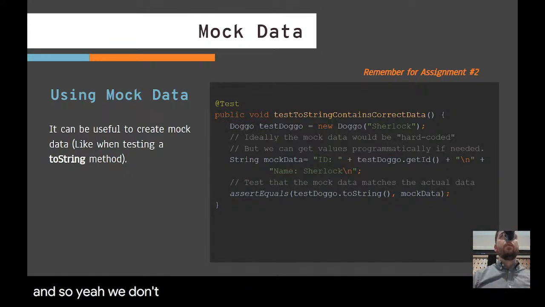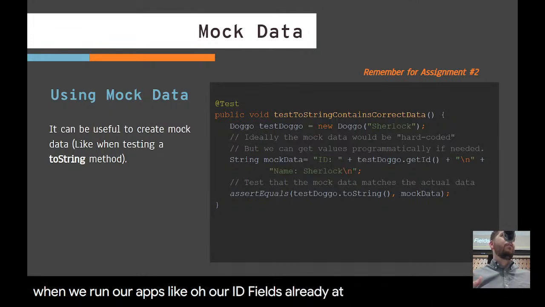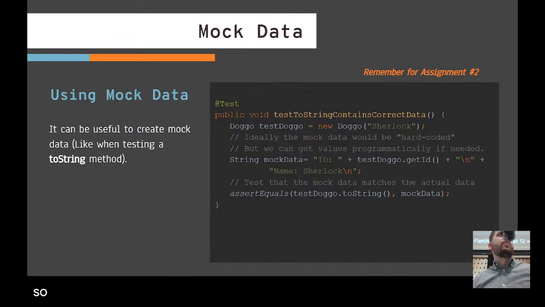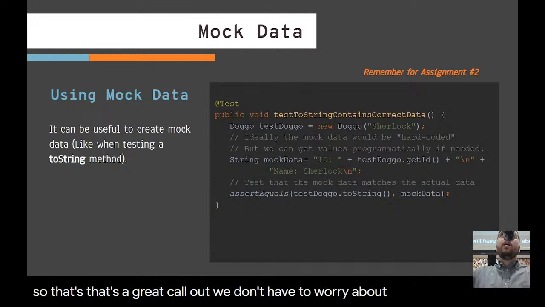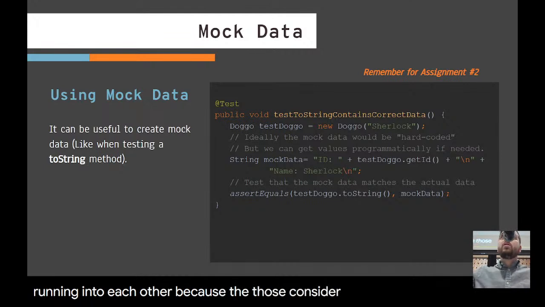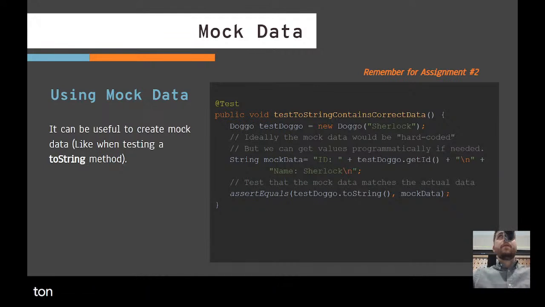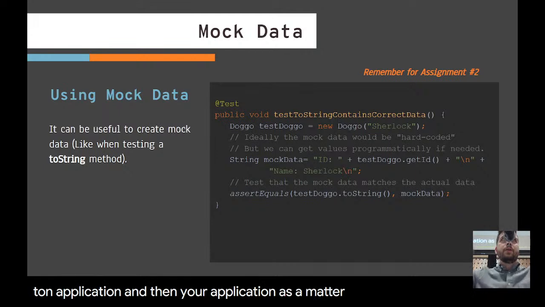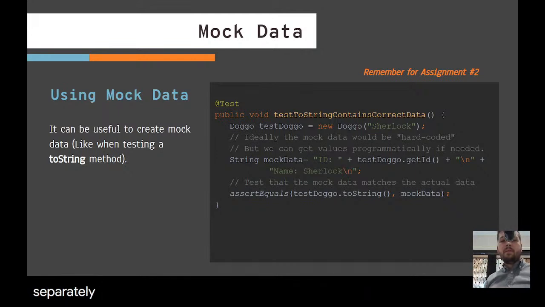And so we don't have to worry about incrementing the ID field, and then when we run our app, it's like, oh, our ID field's already at 12. Why isn't it at 0? Yeah, that's a great call out. We don't have to worry about those two things running into each other because you can consider your test suite almost like its own application, and then your application as its own application. They get run separately. Cool. Thanks for the question.